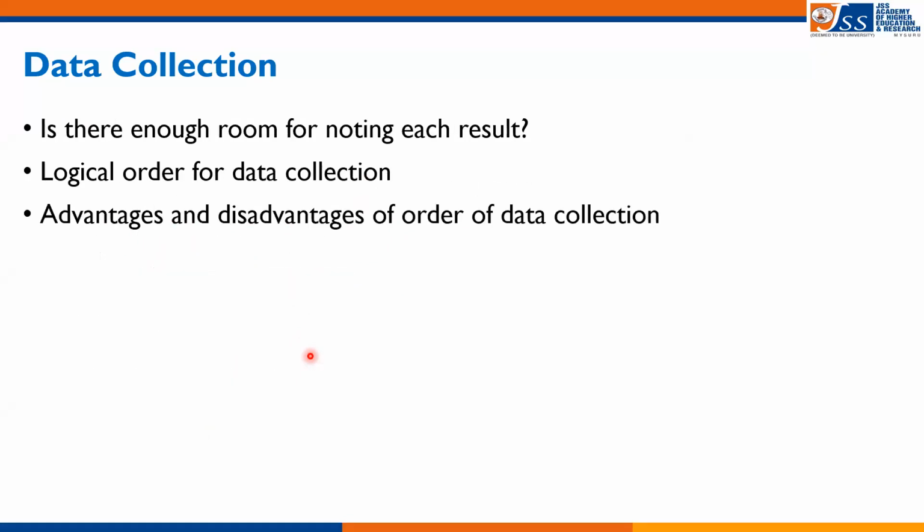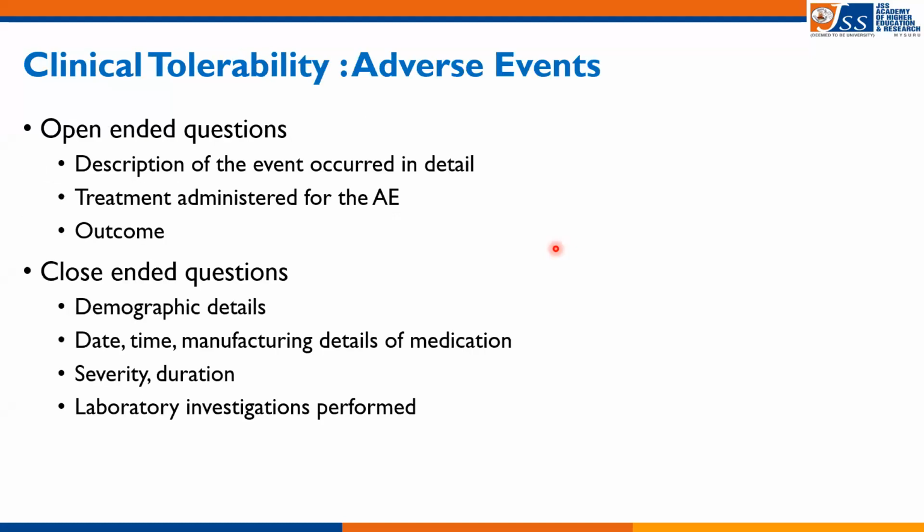For data collection, is there enough room for notifying each result? That means when you talk of the case report forms or any other forms, you need to have enough space to capture the data and to verify and correlate the results every time. If it is not there, then there is no meaning in collecting additional data. Moreover, are you collecting the data in a logical order? Considering the advantages and disadvantages in the order of data collection is also better. All these things are a part of the minute detailing of clinical trials.